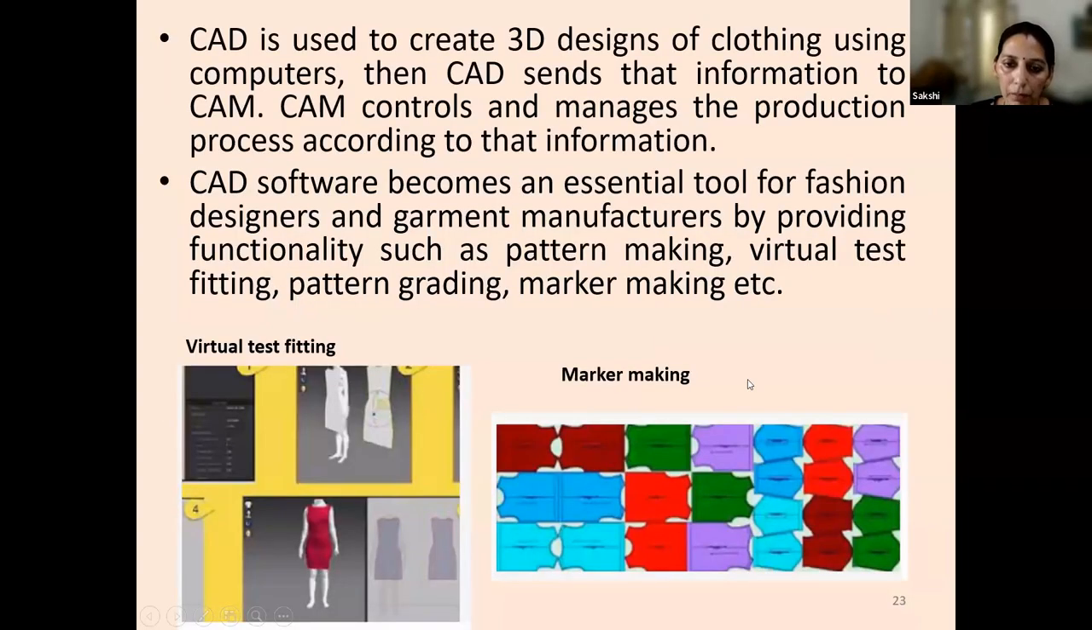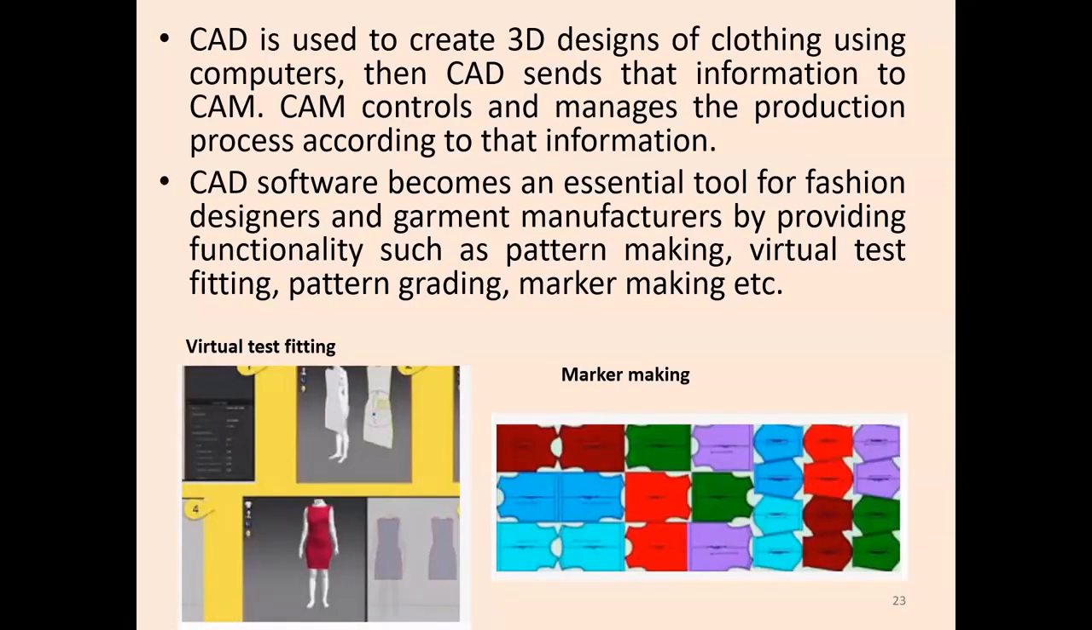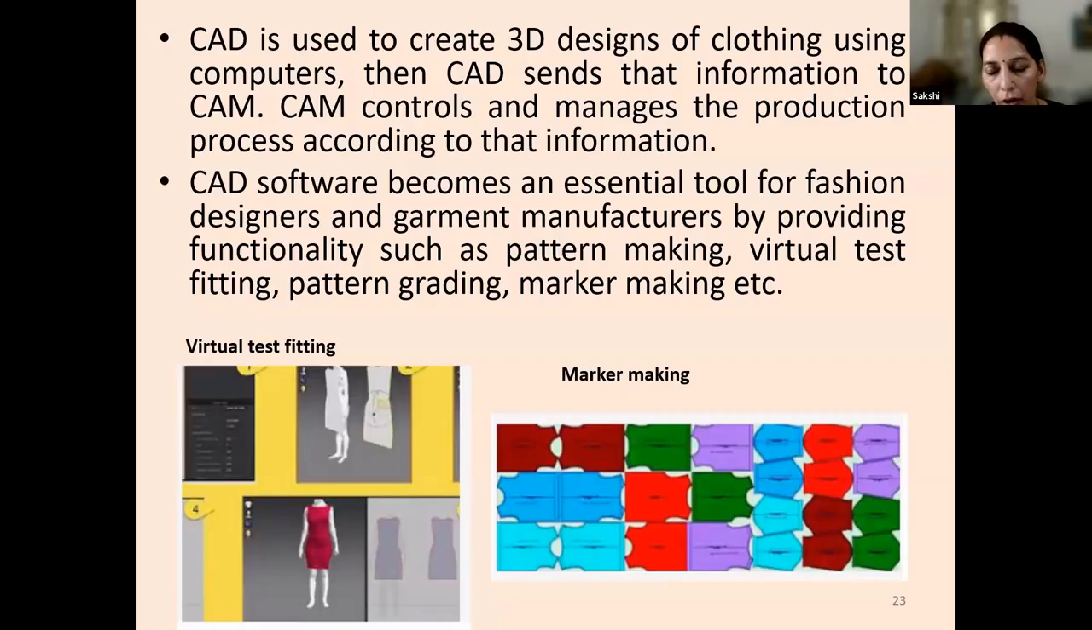So this is the marker making. Marker making means in general in an industry they do not go for producing one or two garments. So they produce it in bulk, and for different sizes they will prepare. So they will spread the fabric on a very large table.